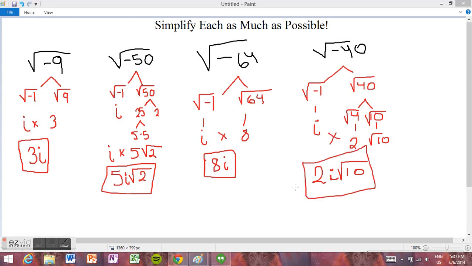The next example will be the square root of negative 50. We have to split it up, so it will be the square root of negative 1 times the square root of 50. We know that the square root of negative 1 is i, and for the square root of 50, we have to split it up, so 25 times 2 is 50. 25 is a perfect square, so that will be 5. The answer will be 5i square root of 2. There are 2 more examples that you can look through.